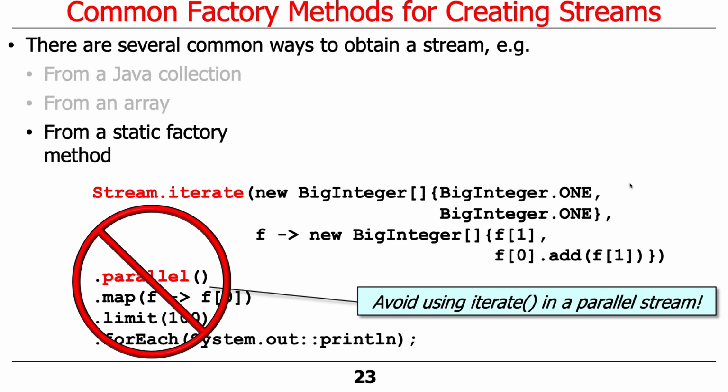Basically, you could use dot parallel here, but you don't want to, and that's because iterate used with a parallel stream is very inefficient for a variety of reasons that we'll talk about later in the course when we talk about parallel streams. So yes, you could do it in parallel, but you would find out it would probably run incredibly slow.